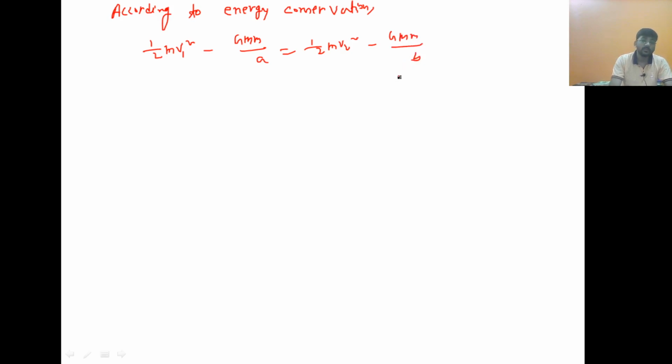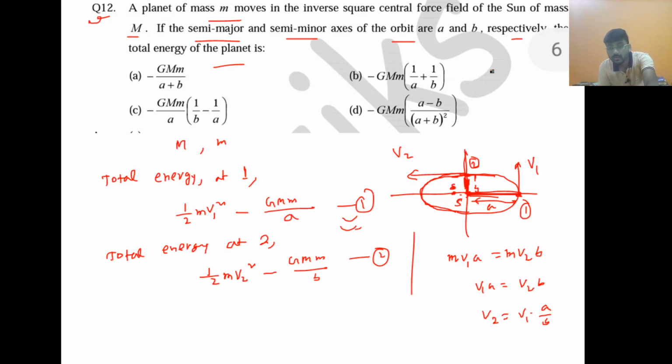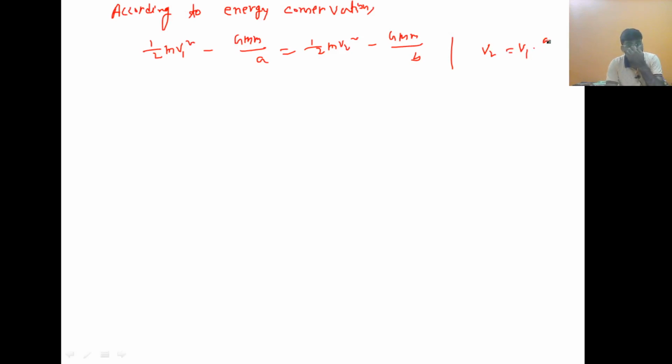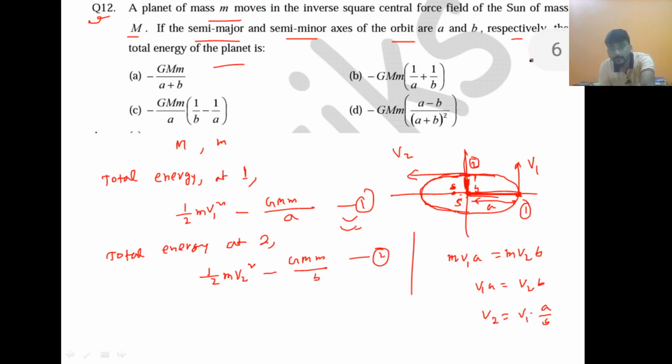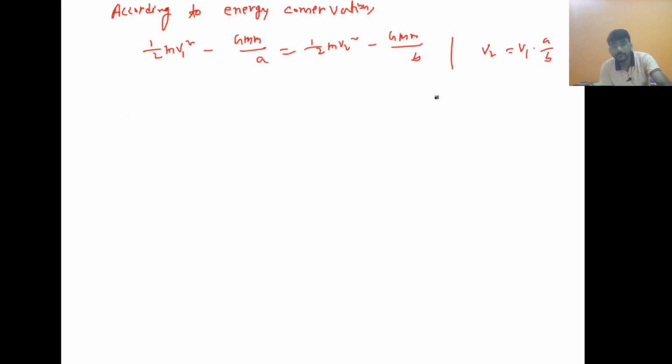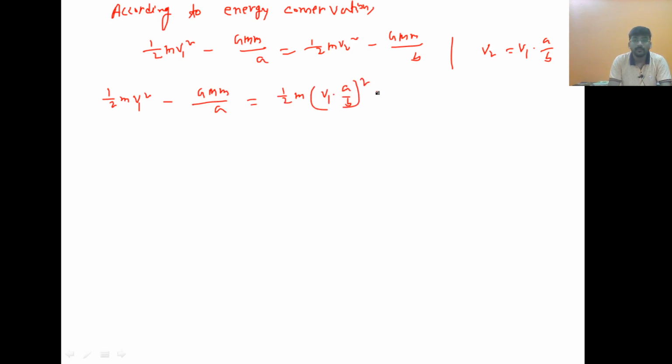Now we have to find v1 or v2. I am interested in v1, so we have to substitute v2. V2 is equal to v1 into a by b. So let me substitute it. It will be half m v1 square minus G capital M small m divided by A is equal to half m, v1 into a by b whole square, minus G capital M small m by b.